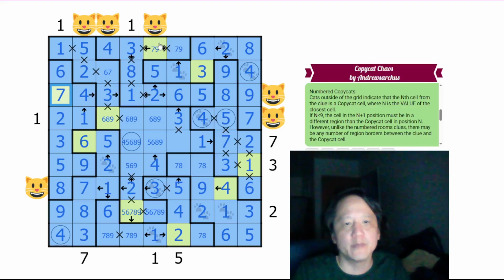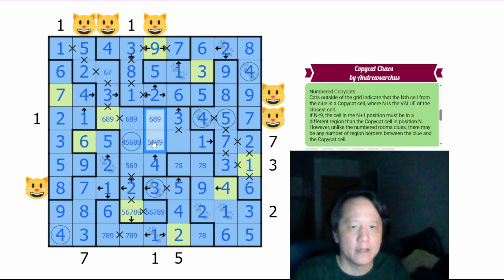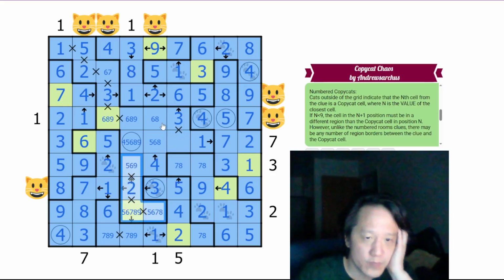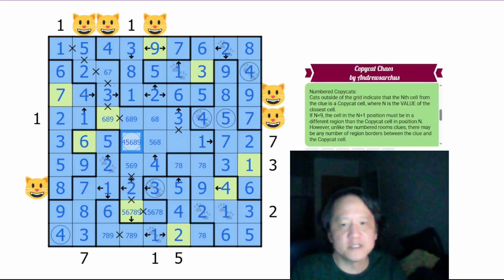7 in the copycat cell eliminates 7, so this is 9 and 7. That means no more 9 here, no more 9 here. So this is full as a region. This is done as a region. This is done as a region. We have these 4. This cannot be 9, it cannot be 8, because these are obviously not part of its region.